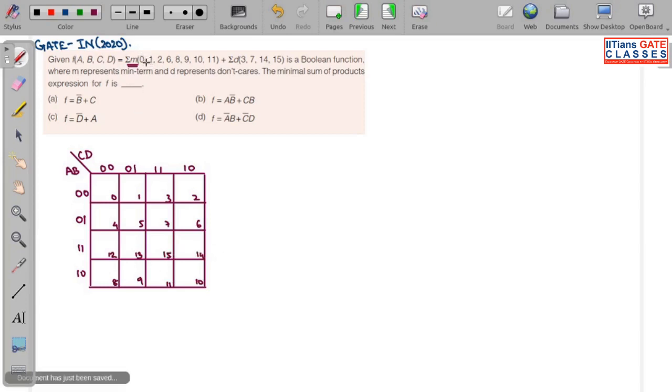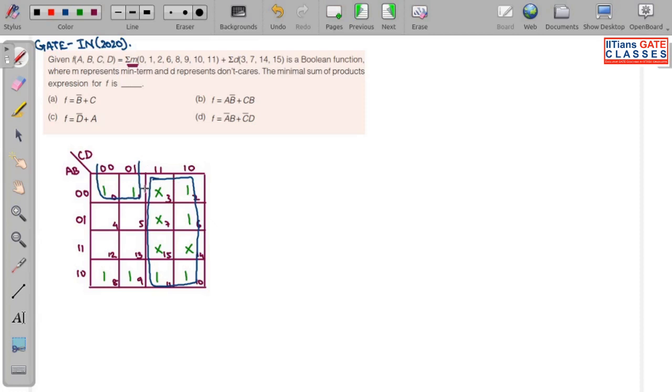Okay, so they have given min terms in 0 1 2 6, 8 9 10 11, fine, and don't cares in the cells 3 7 14 15. So we can see here this is very obvious actually. We can make a group of 8 like this, and we can also construct a group of 4.